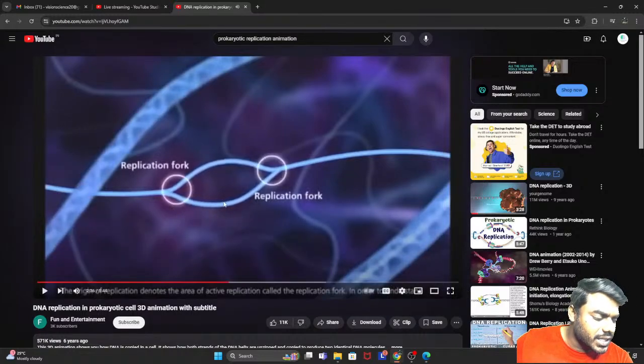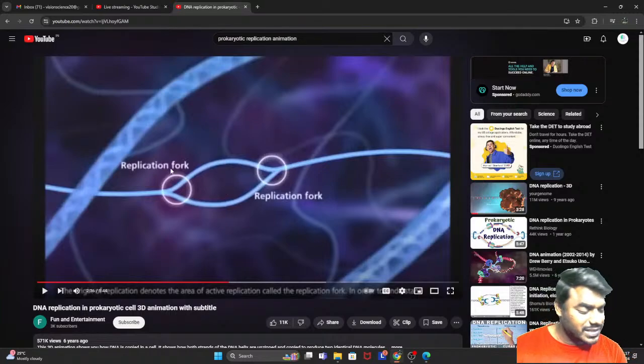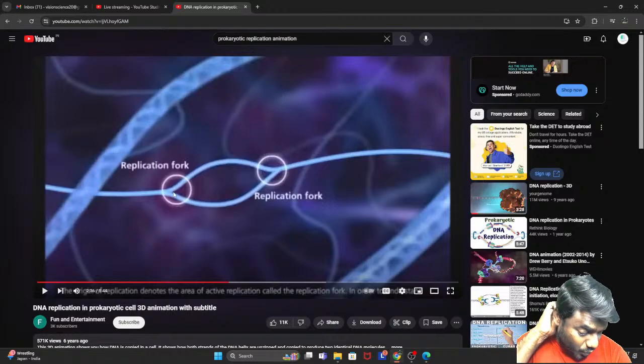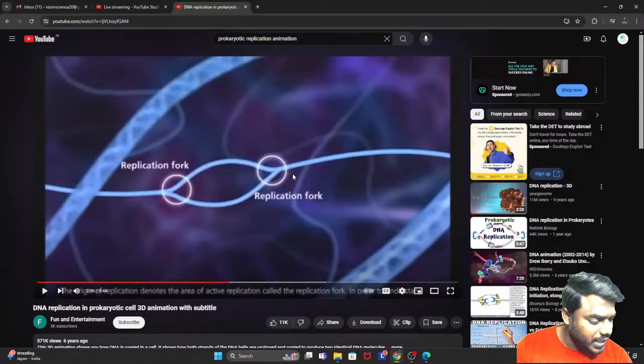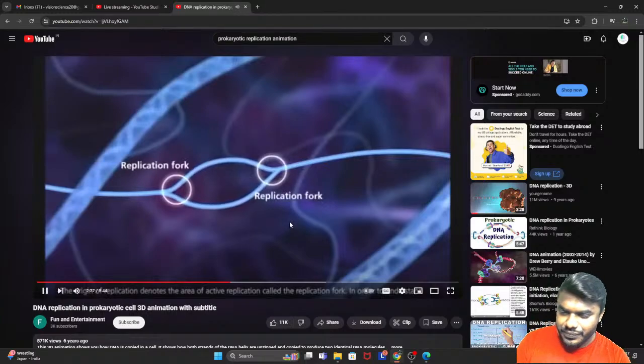Now I want every single student to understand the point here. Most people do not understand what exactly the replication fork is and what exactly bidirectional replication is. Friends, focus on the picture. You can see that the replication fork is the point where the active replication is taking place. And what is bidirectional replication? You can observe one fork is moving in one direction and another fork is moving in the other direction. Correct or not? That's the reason we call it bidirectional replication.